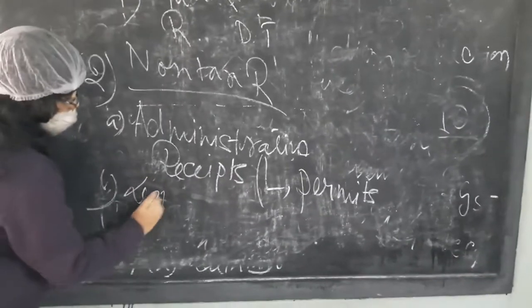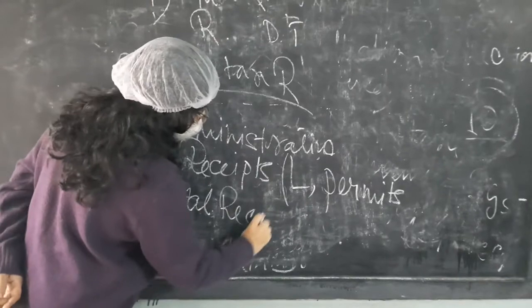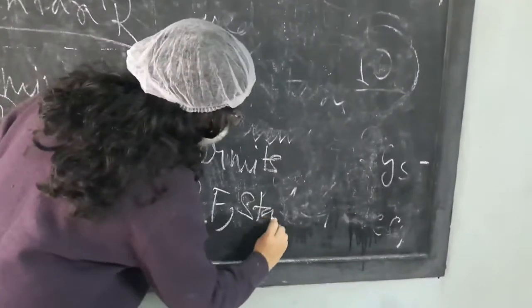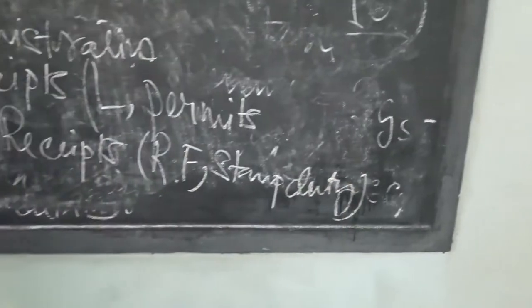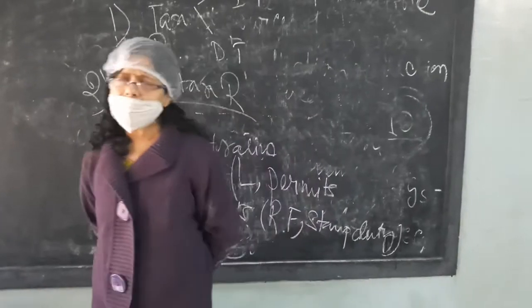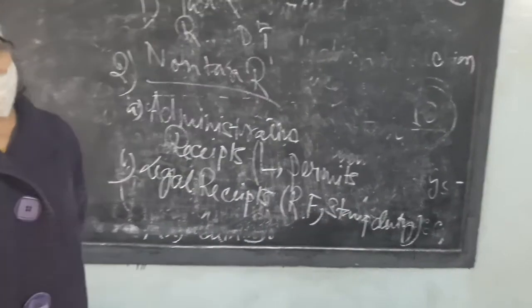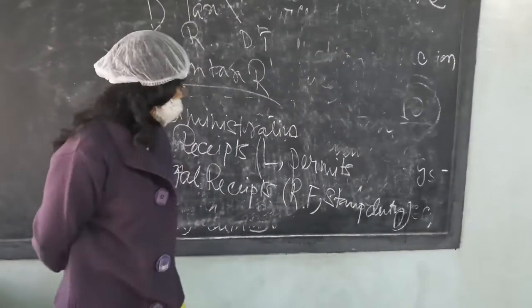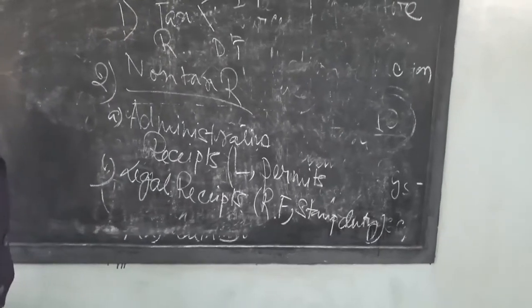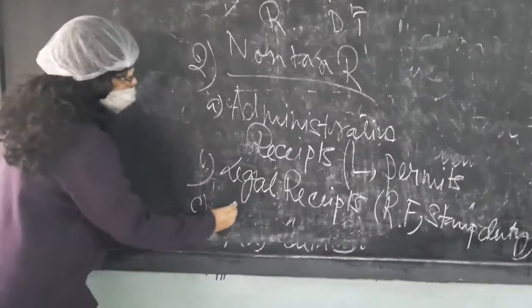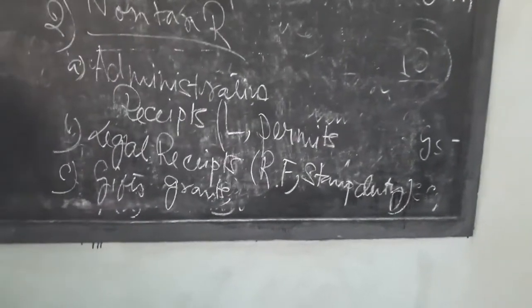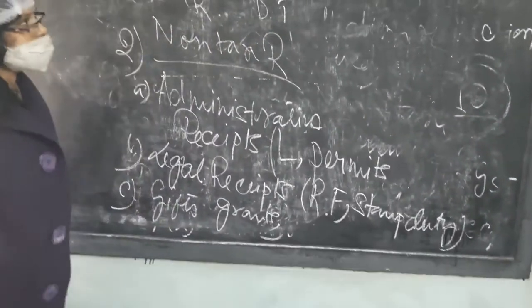Next is legal receipts. Or you can write under this, registration fees and stamp duty. Registration fees and stamp duty are all called legal receipts. Suppose you want to purchase a flat, or any land or any asset, it has to be registered first, and to do this you have to pay the registration fee to the government, as well as the stamp duty. These are the legal receipts. So first we have administrative receipts, second legal receipts, third gifts, fourth grants. The government receives gifts and also grants. In the next video I will discuss this matter.